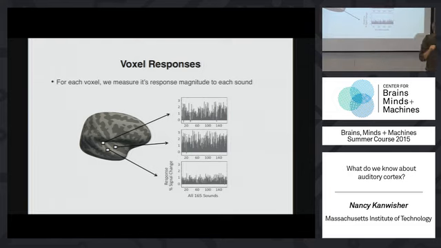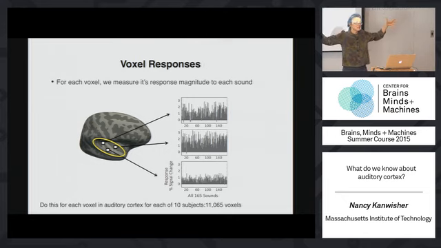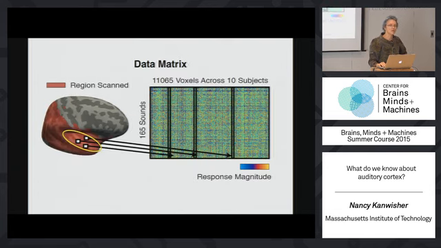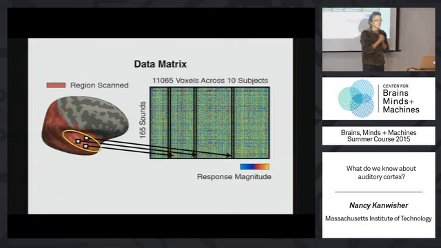Okay. So now what we do is we take all of those voxels that are in greater suburban auditory cortex, which is just a whole big region, including but far beyond primary auditory cortex. Anything in that zone that responds to any of these sounds is in the net. And we put them into a huge matrix. So this is now all of the voxels from auditory cortex in 10 different subjects. 11,000 voxels by 165 sounds.